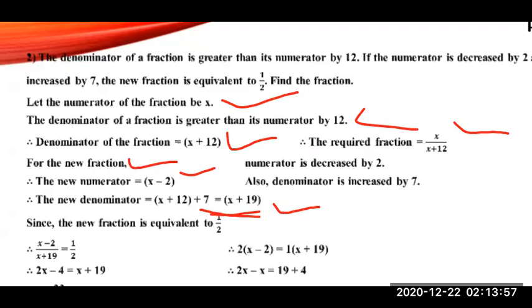And the इक्विवेलेंट फ्रैक्शन रेशियो कितना बोला था उन लोग ने 1/2. So the next statement will be, since the new fraction is equivalent to 1/2. I hope till here you people have understood. First was require fraction, then was new fraction. Now we will solve the sums with the new fraction. So new fraction is x minus 2 upon x plus 19 equal to 1/2.